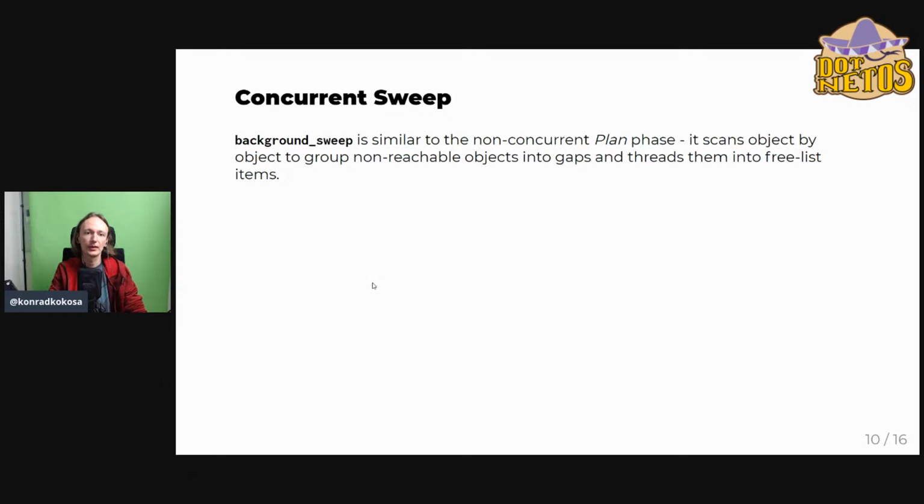We are just immediately threading all those groups of unreachable objects into free list items. So it is exactly the same conceptually, but this is happening during the application regular work, which may seem a little bit confusing. Like in the non-concurrent phase, everything is simpler because the application is paused, everything is postponed, so nothing will interrupt us. In case of concurrent sweep, things are a little bit more complex because the application is normally working and it may allocate data, so there is now the question of how all of it cooperates with each other.